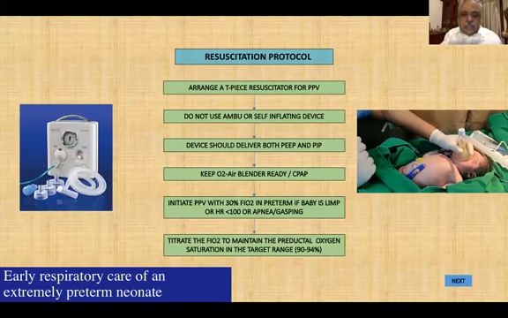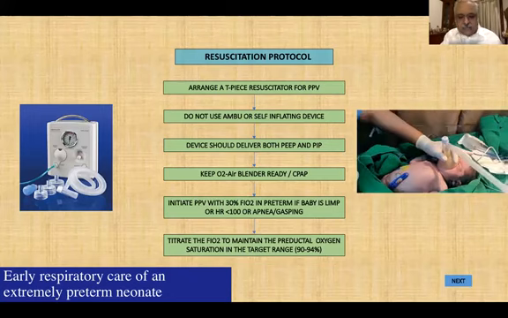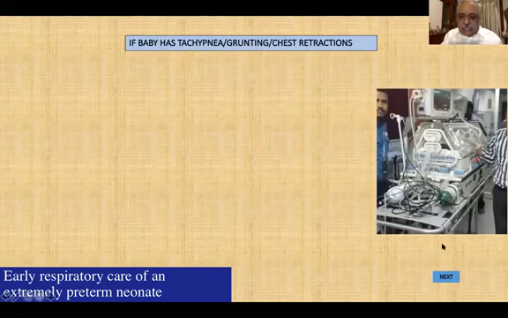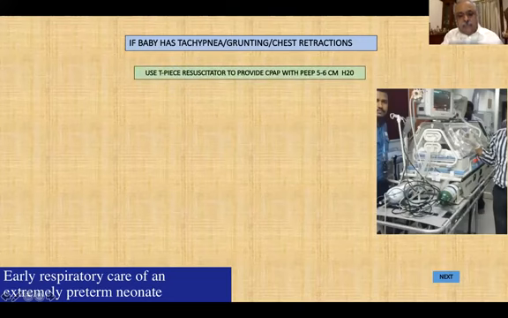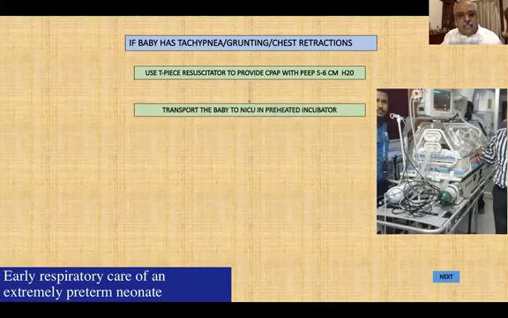So the oxygen needs to be titrated to meet the preductal saturations of about 90 to 94 after the child has become 5 minutes of age. So this would be the attempt we'll make when the baby is just delivered. Once you stabilize the baby, keep the T-piece resuscitator at 5 to 6 centimeters of water. You can transport the baby to the NICU in a preheated incubator.